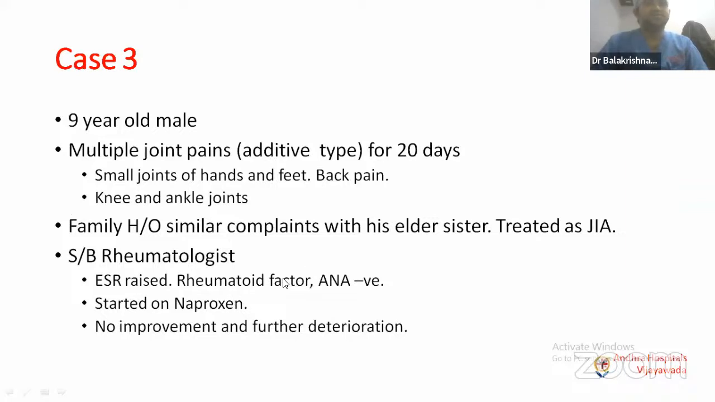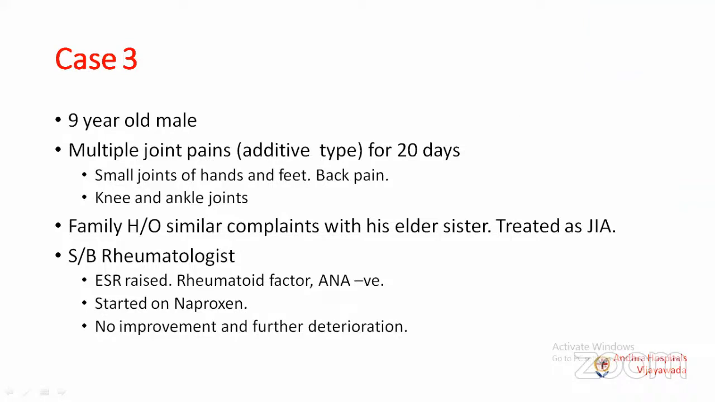ESR was raised, rheumatoid factor and ANA negative. Started on naproxen, no improvement at all. So what do you think when you come across such a child? Anyone wants to comment?